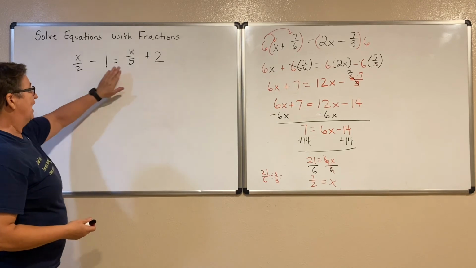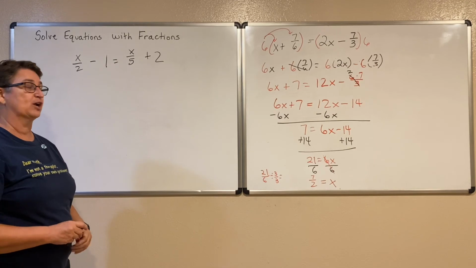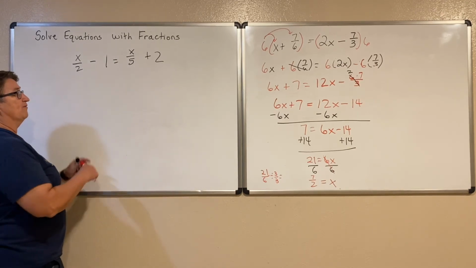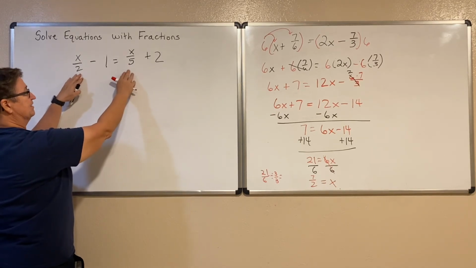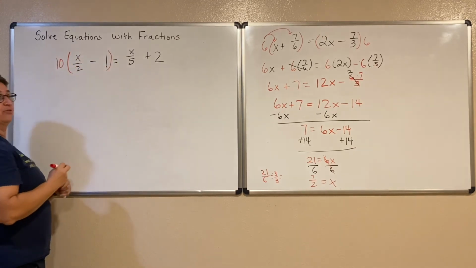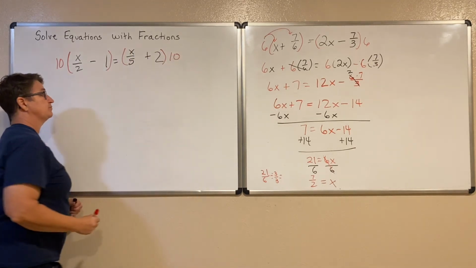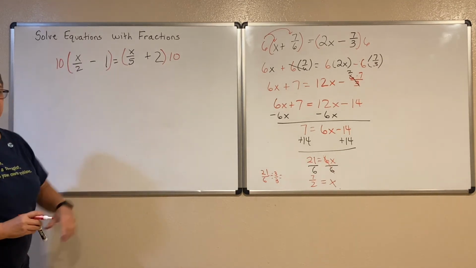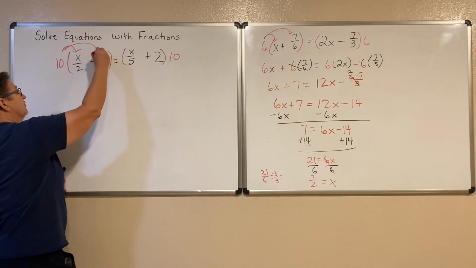Here I have 2 and 5 in the denominator, so I need to find my least common denominator, the number that both of these go into. Well, neither one of those has a common factor, so I can just multiply those together, and 10 is my least common denominator, or least common multiple that those two go into. 2 goes into 10, and 5 goes into 10. So I'm going to multiply each part by the 10.